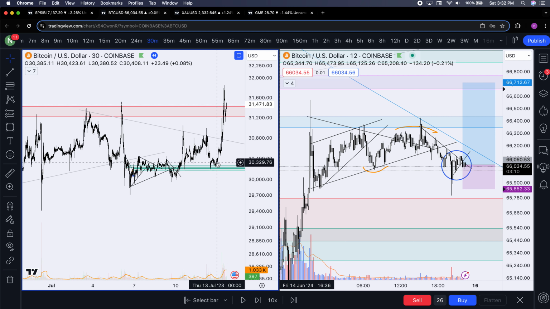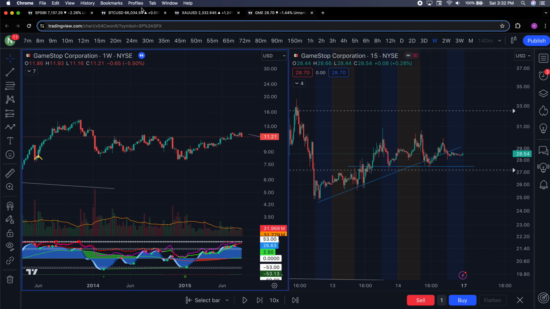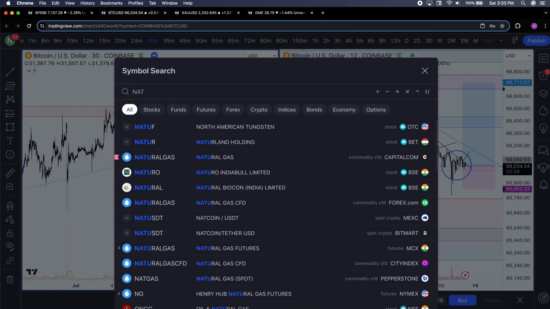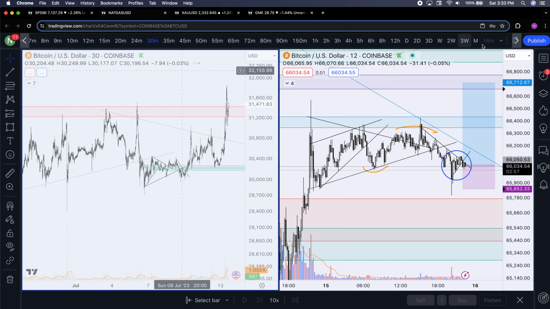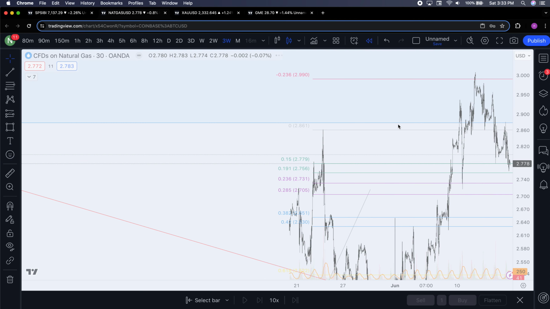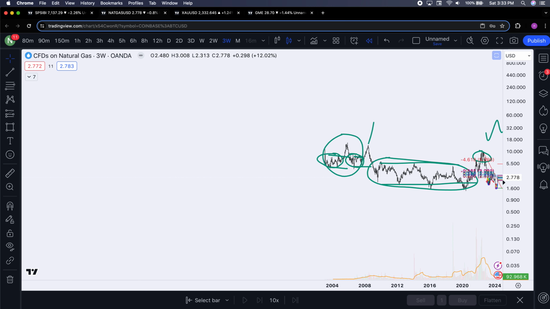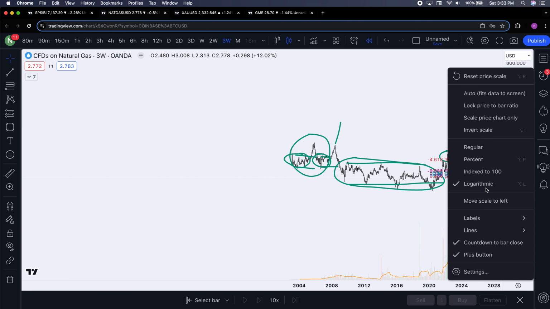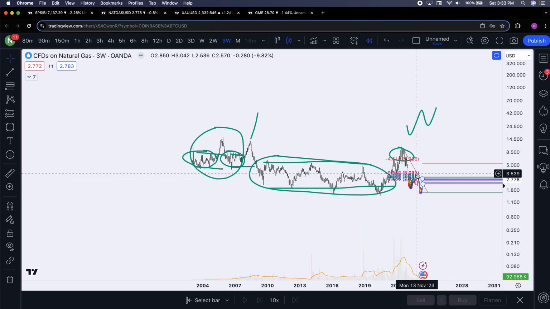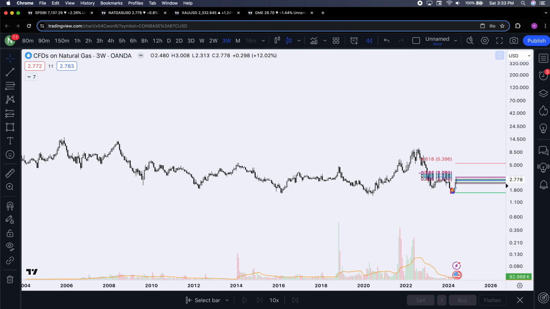I know what's happening. For example, if I pull up natural gas USD, if we go to like the 3-week super high time frame, make sure log is on. Okay, cool. So this looks crazy. All right, I'm going to delete all of this and show you what's happening.